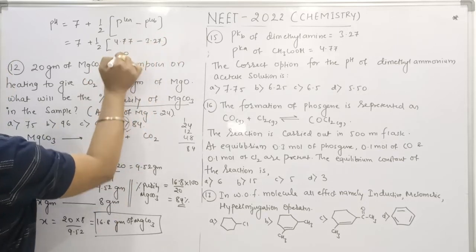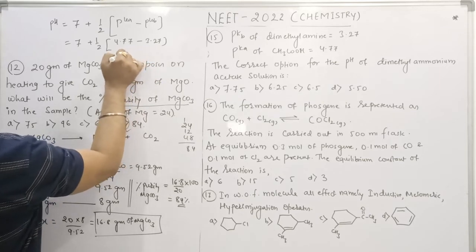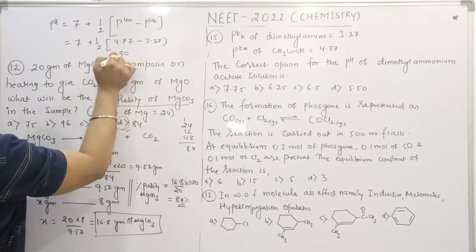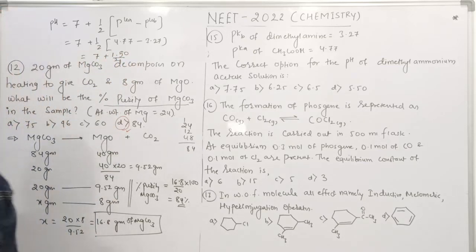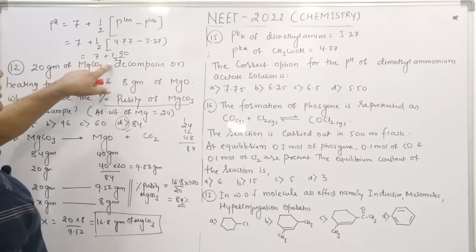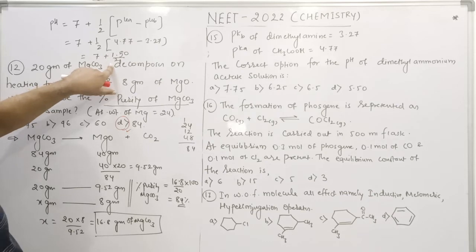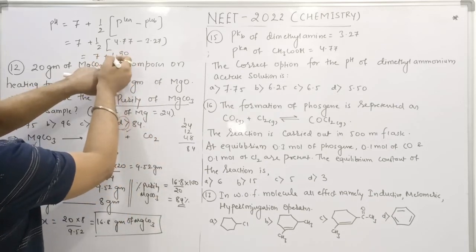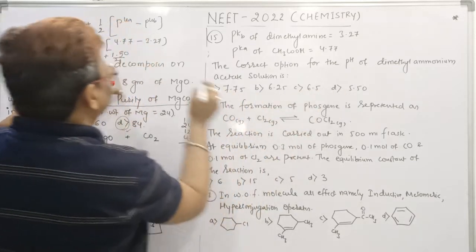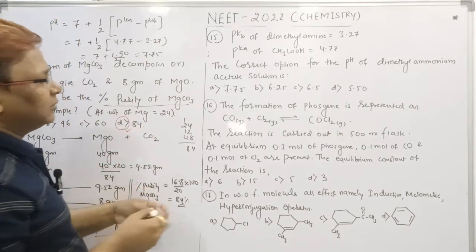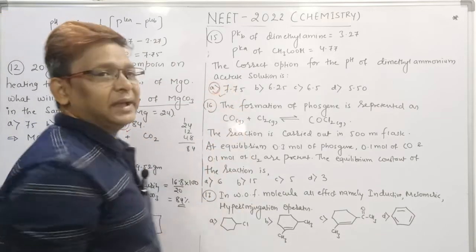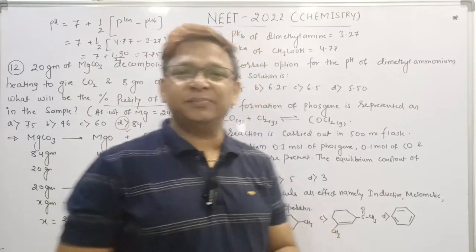Here, 4.77 minus 3.27 is 1.5. So it is 1.5 by 2, that means 150 by 100 into 1 by 2, and if you do this, 0.75 will come. So approximately 7 plus 0.75 becomes 7.75, and seeing the options, only one option is correct, that is option A. The answer is 7.75, the pH of the solution.